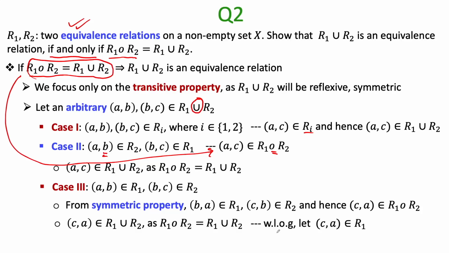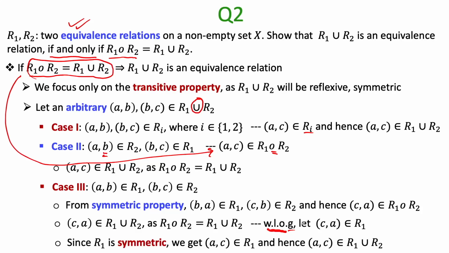What does this without? So this WLOG here means without loss of generality. Whatever argument I am going to give, assuming that (C, A) is present in R1, can be applied symmetrically for the case when (C, A) is present in R2. Assuming (C, A) is in R1, since R1 is also symmetric, we get (A, C) also present in R1, and hence (A, C) will be present in the union of R1 and R2, right? So we have proved the implication in this direction.